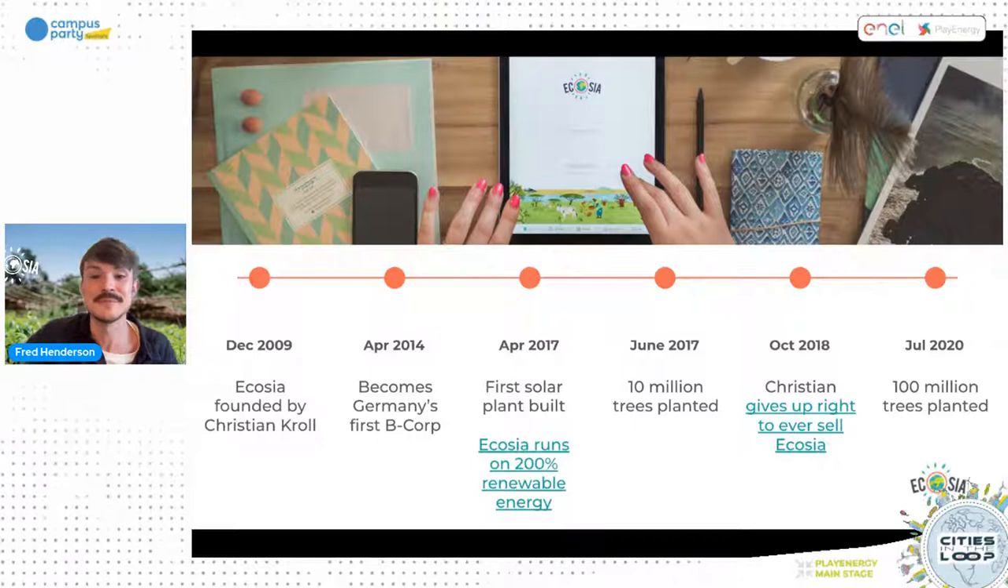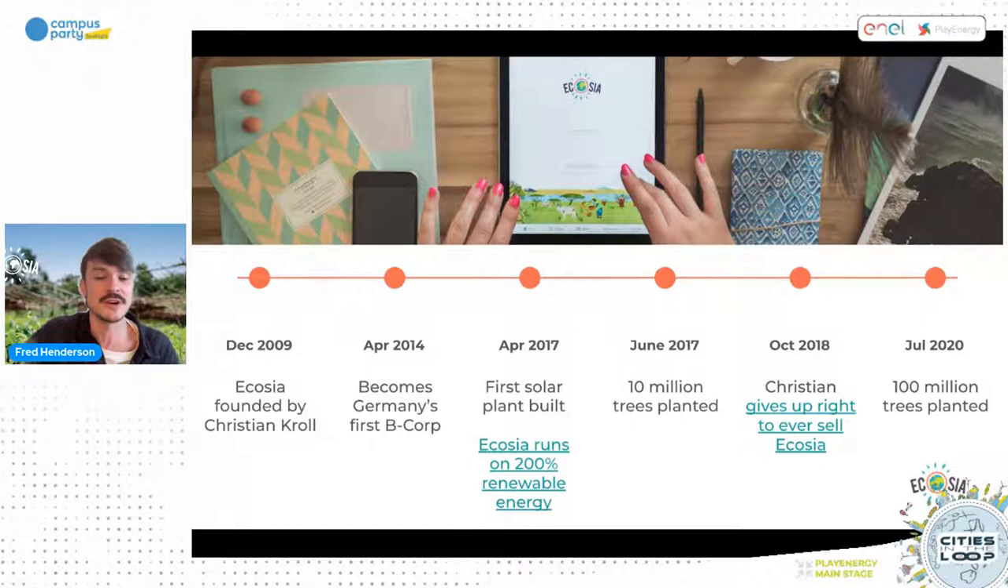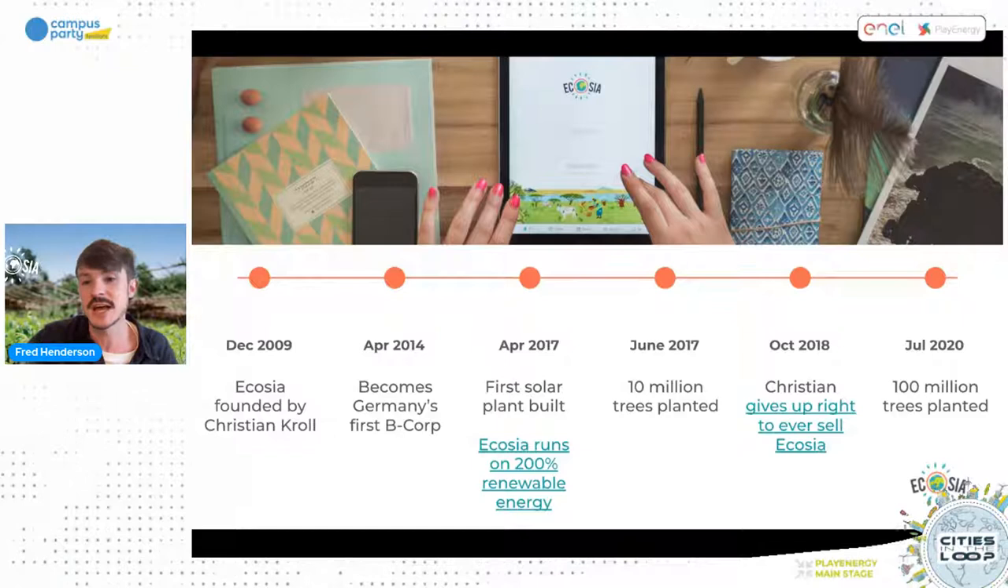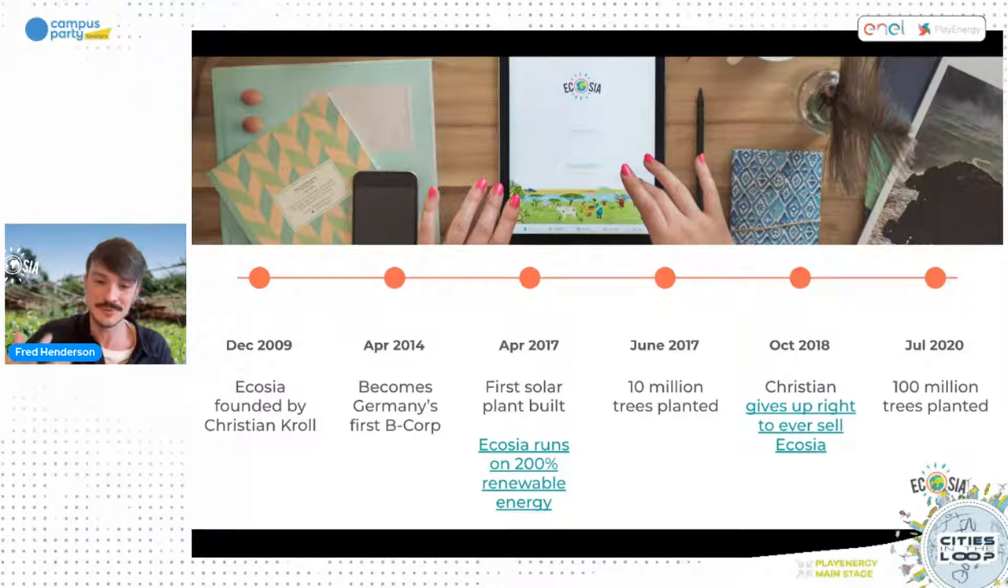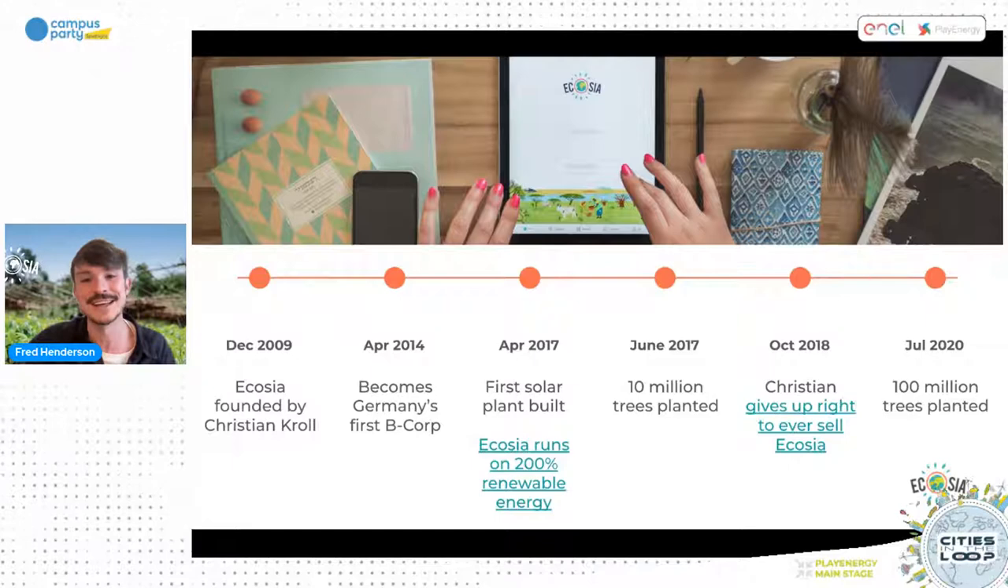In 2018, Christian also gave up his right to ever sell Ecosia and remodeled the business structure so that Ecosia is always there to fulfill its purpose, which ultimately is to plant trees. And I'll go into a little bit more detail on that as the presentation goes along.